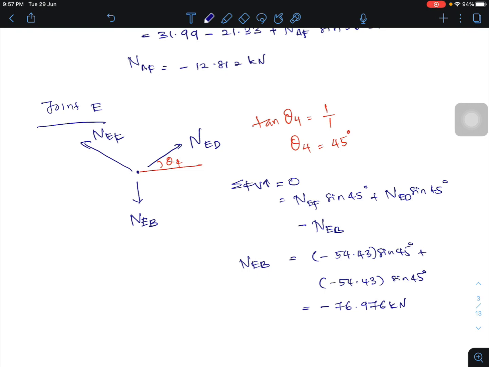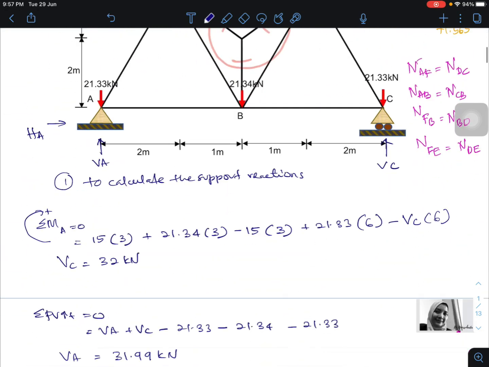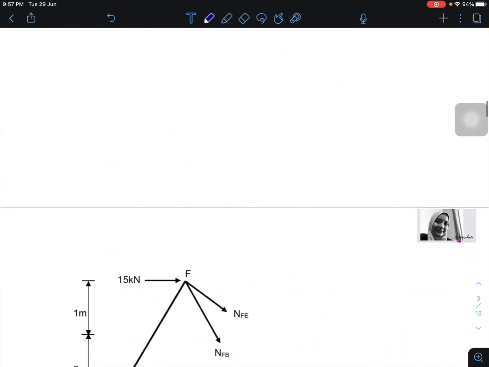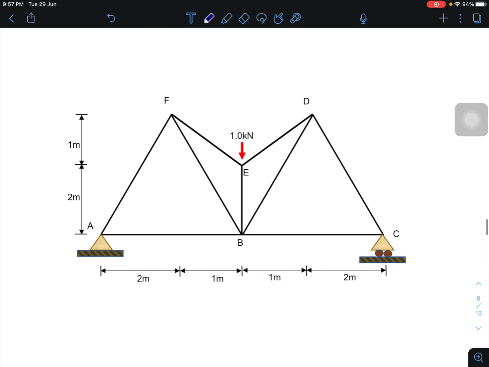We just calculated all member forces, or force for each member of this truss, based on the real load. Now we want to identify member forces due to virtual load. Now we put 1.0 here at joint E, because in this case we want to identify vertical deflection at E.